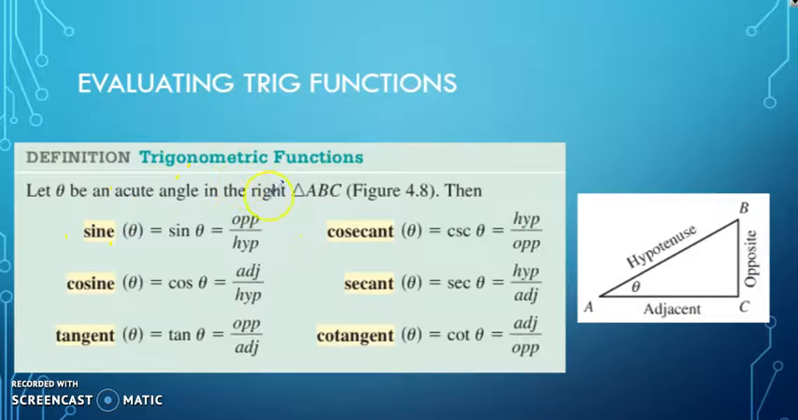So sine with cosecant, one starts with an S, one starts with a C, and then the other way around, cosine starts with a C, secant starts with an S. Tangent and cotangent, people usually do pretty well with. So let's look at a couple of our examples.